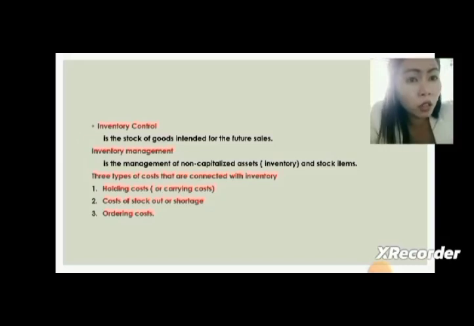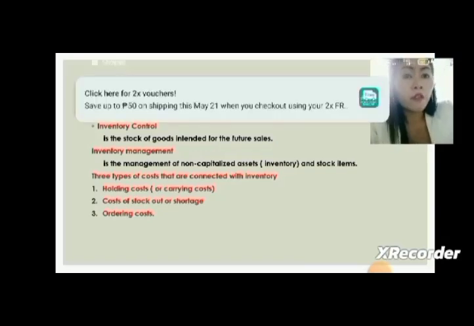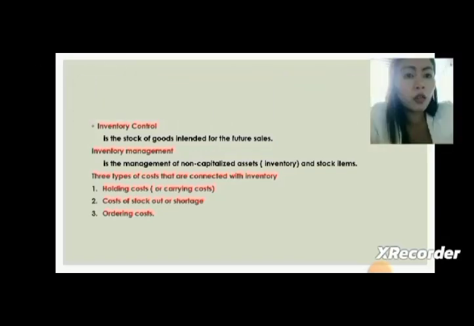Inventory control is the stock of goods intended for future sales. Inventory management is the management of non-capitalized assets, inventory, and stock items. We have three types of costs that are connected with inventory. First, holding costs or carrying costs. Then, cost of stock out or shortage. And the last, ordering costs.